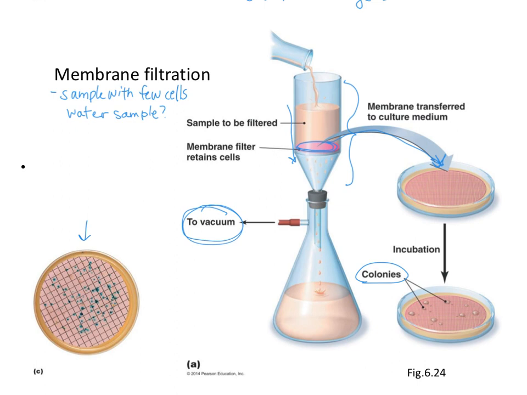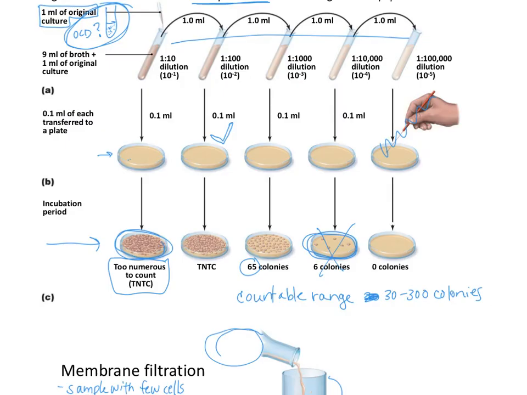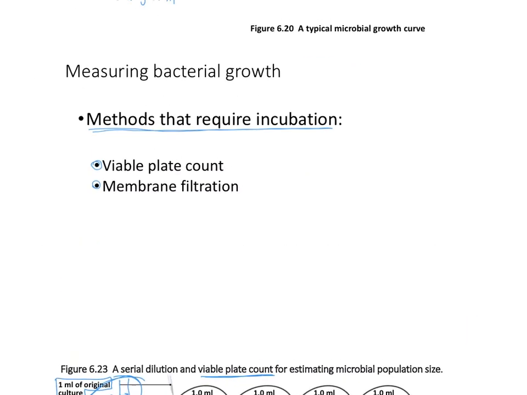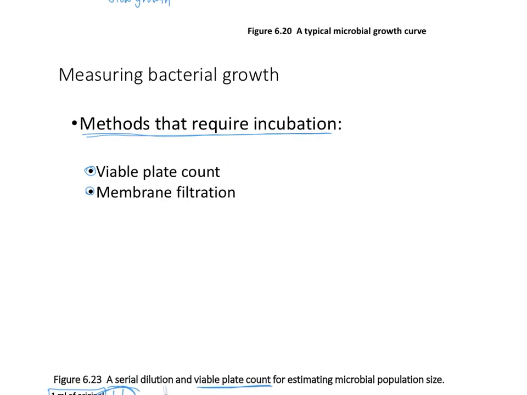If you were to take a sample of drinking water, you would probably have to put a measured amount through here, and then with the number of colonies that grow up, you could extrapolate back to about how many cells were per mL. Okay, so with both these methods that require incubation, what are the pluses and the minuses of using these?